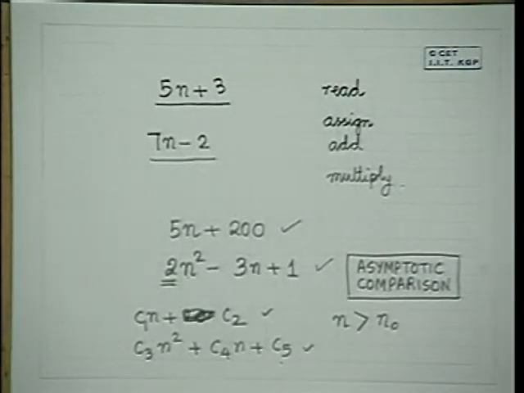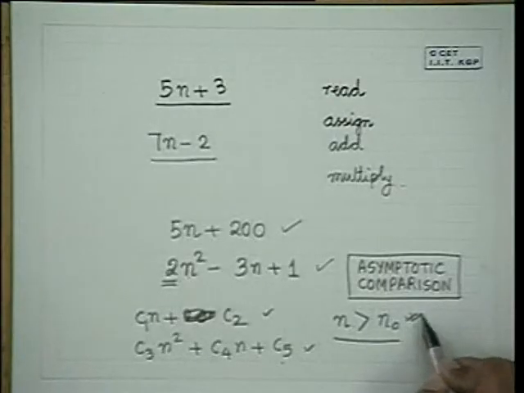We compare them when the input is large. The question is: is it justified? Is it justified to say that this is better than this? You don't say this is better than this. You say this is better than this only when n is greater than n0. But that is quite justified because this n0 usually does not turn out to be very large.